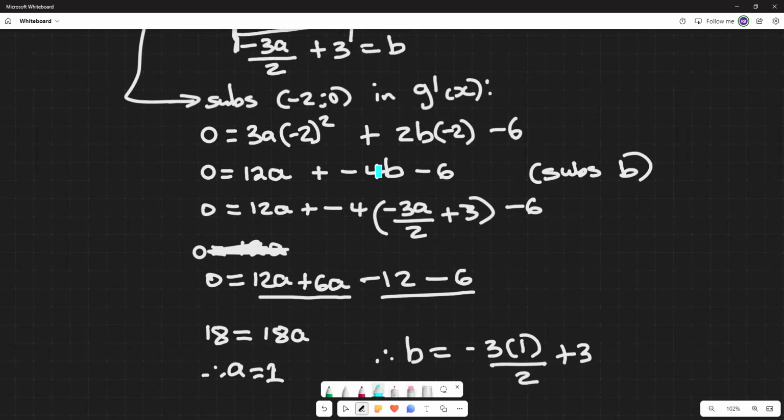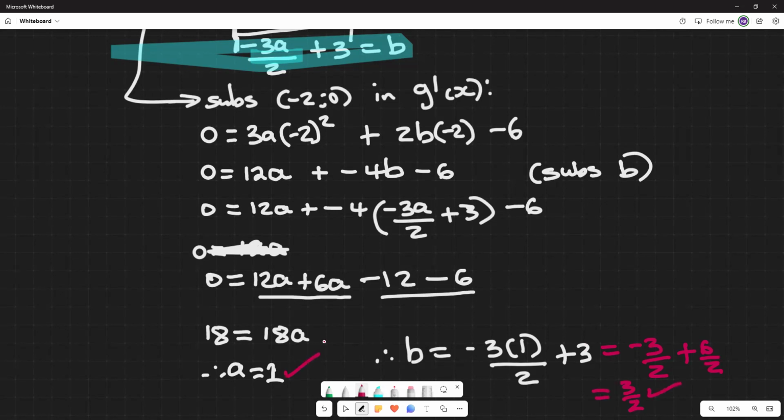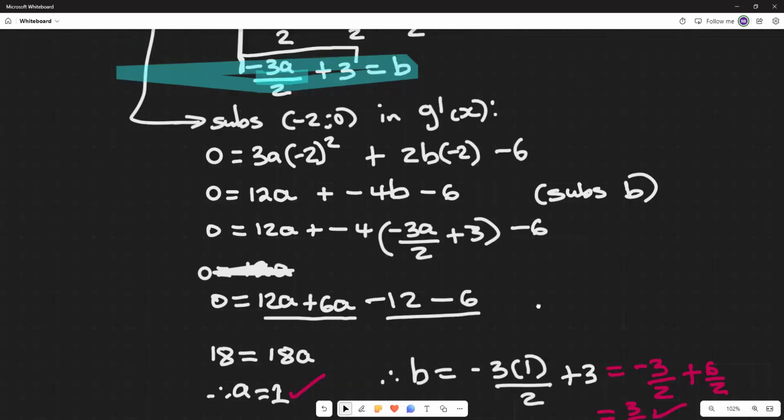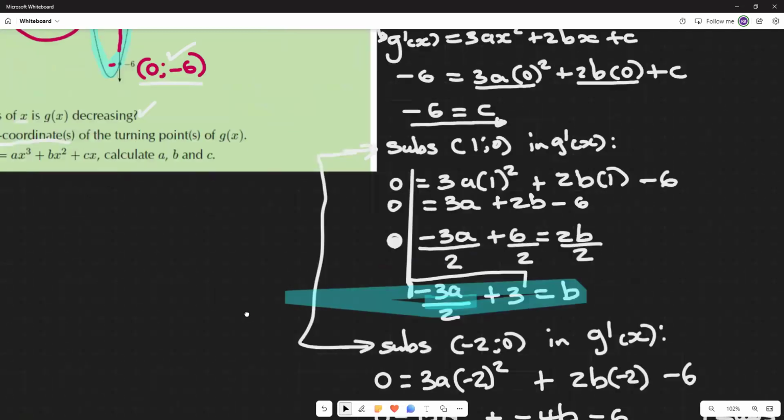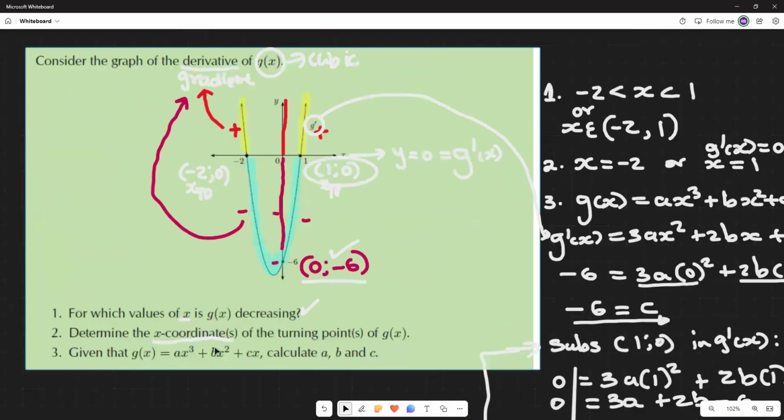b is -3 times a, which is 1, over 2, plus 3. I'm substituting on this step, ladies and gents. Where there was a, I put 1 because a is 1, then plus 3. Now let's see what that gives us. That gives us -3 over 2 plus 3, which is plus 6 over 2, giving us 3 over 2. So you found everything. Your b is there, your a is here, and your c we got as -6 somewhere up there. And that's finito with this question, ladies and gentlemen.